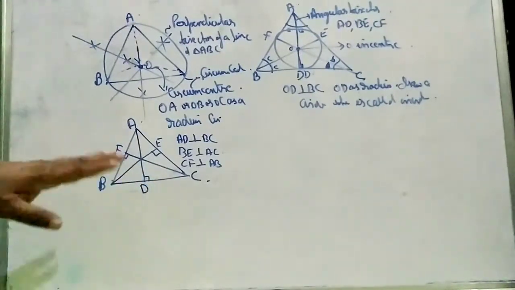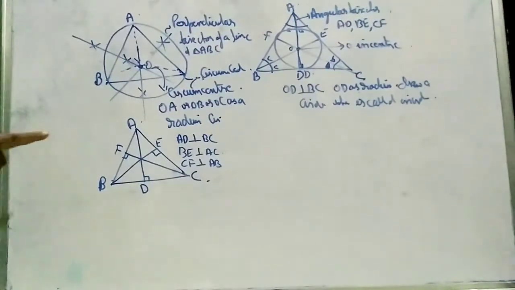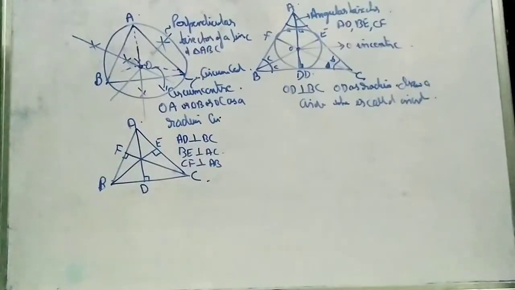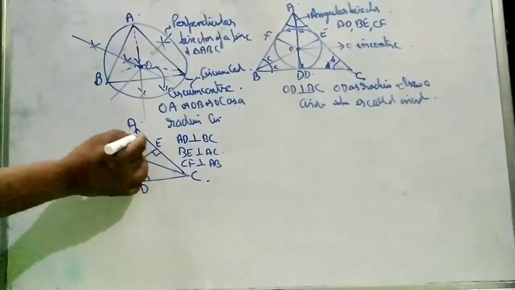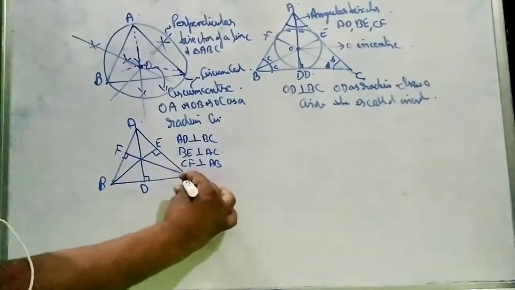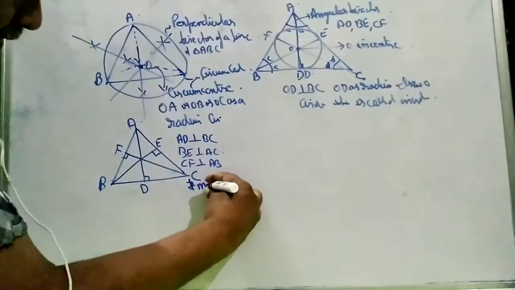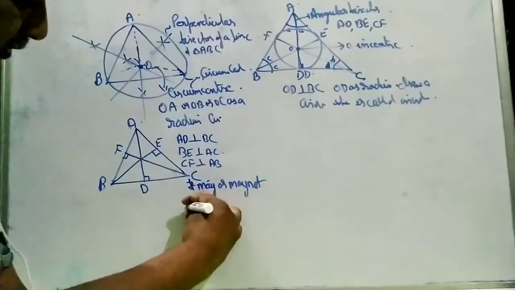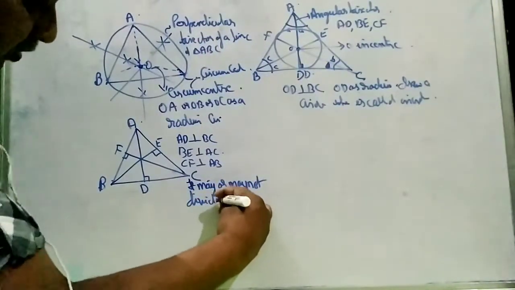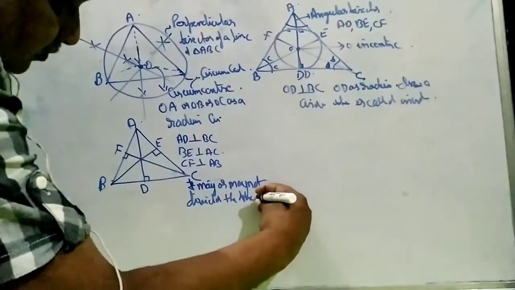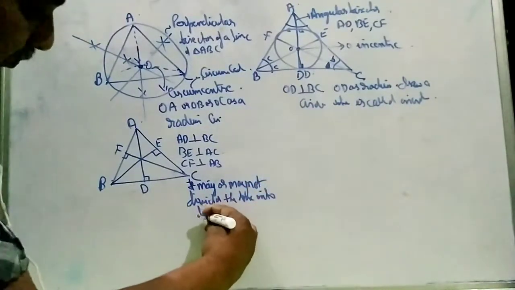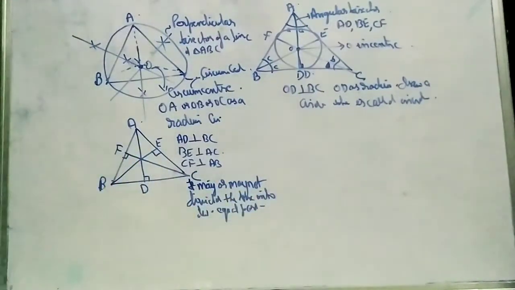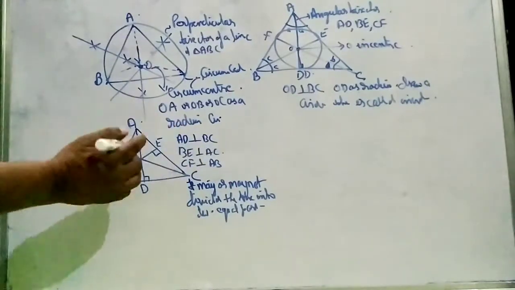It can be taken from the side also. But the compulsory part is that AD will be perpendicular to BC, and BE will be perpendicular to AC. It may or may not divide the base into two equal parts. It may divide and it may not. But the compulsory part is that it should be perpendicular.